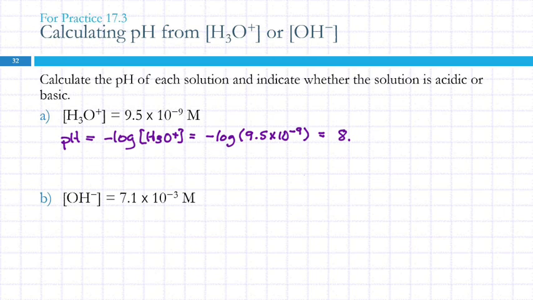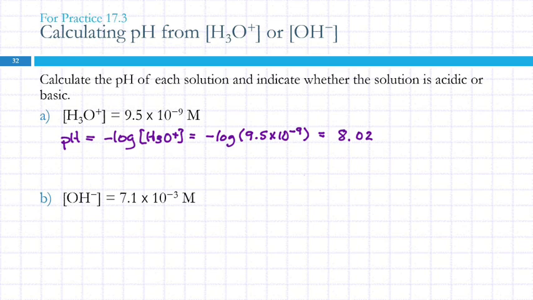I forgot to do negative log. 9.5 times 7 minus... 8.02. There's more digits. I'm just rounding it to 2 sig figs.